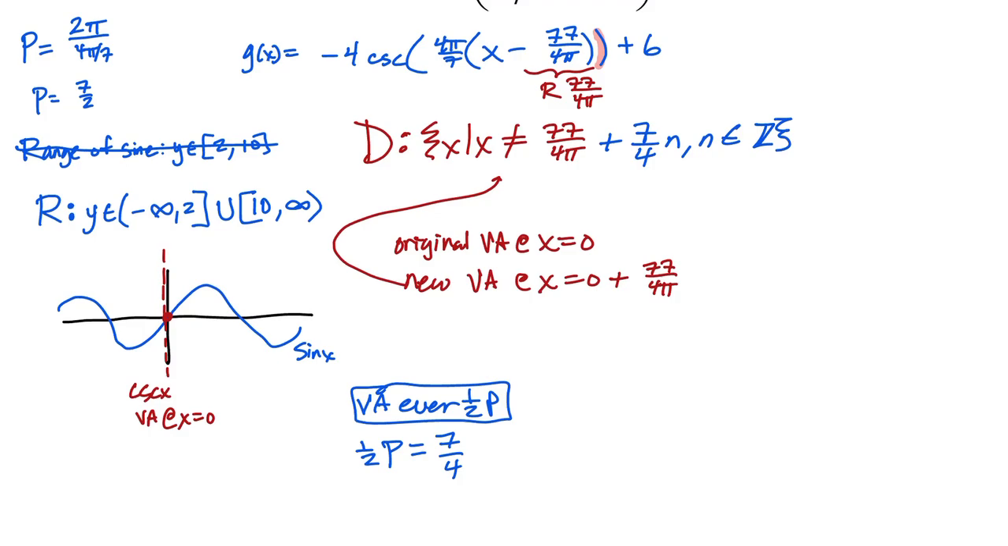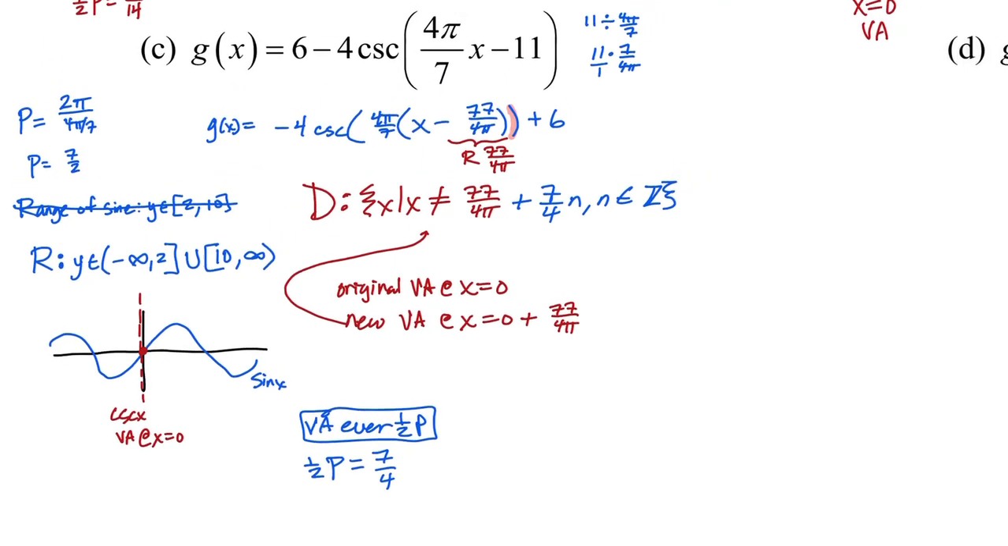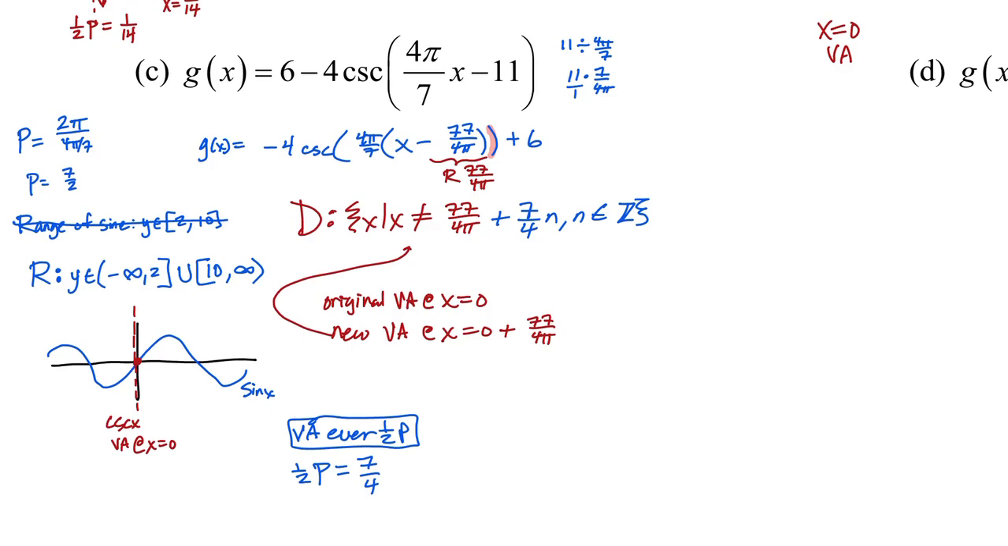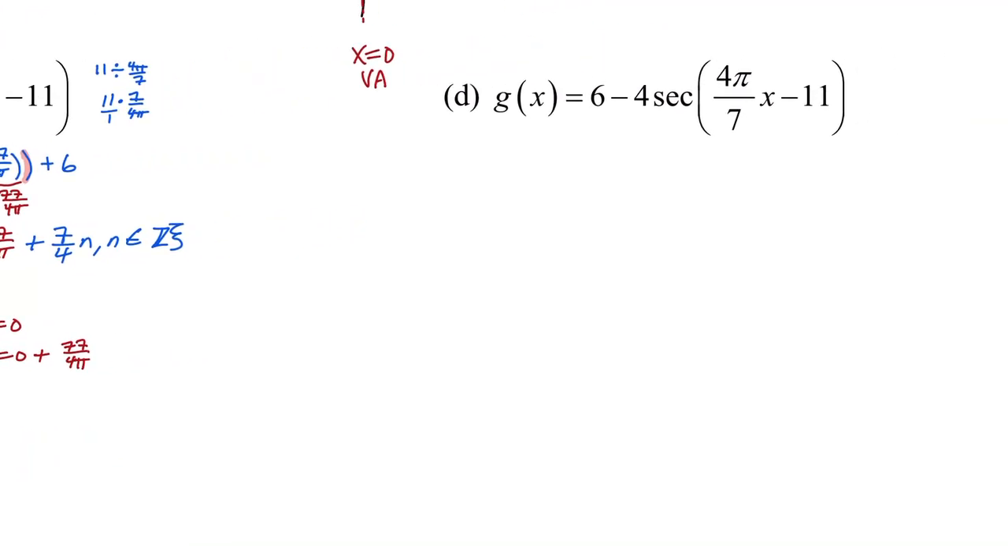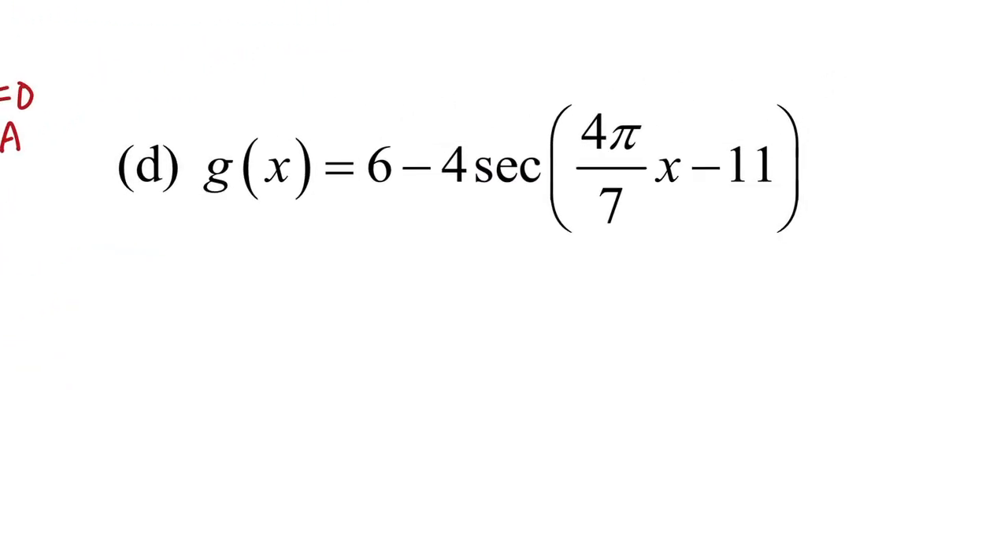All right, so there's some things that are similar to tangent and cotangent, but definitely some things that are different. If we can find those vertical asymptotes, we'll have it made. All right, questions on C? We got one more to go, folks, and it's the best one. It's the most challenging one, I think, but that makes it the most fun.